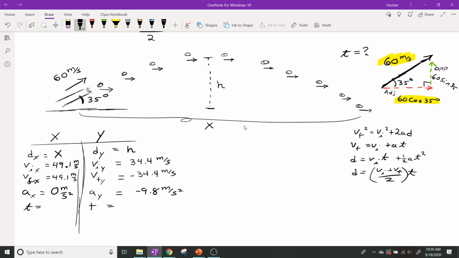So we'll use the second equation, and then we're going to say VF squared, it's the same number, it's just opposite, right? But when you square it, don't forget that negative goes away. So it's 34.4 squared equals 34.4 squared plus 2 times 9.8 times d.